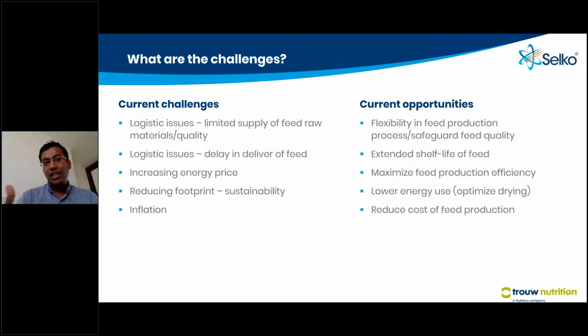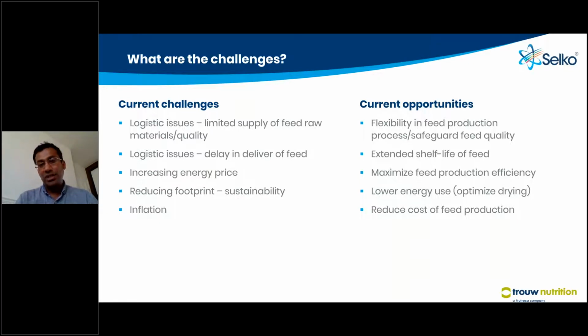These are general challenges, but currently there are challenges with logistics in terms of delivery, getting the right raw material, the right quality of raw material, but also delivering the quantity of feed, and also increasing energy prices. We touched upon that, and also the overall sustainability. We want to reduce our footprint in our feed production, and of course the price.